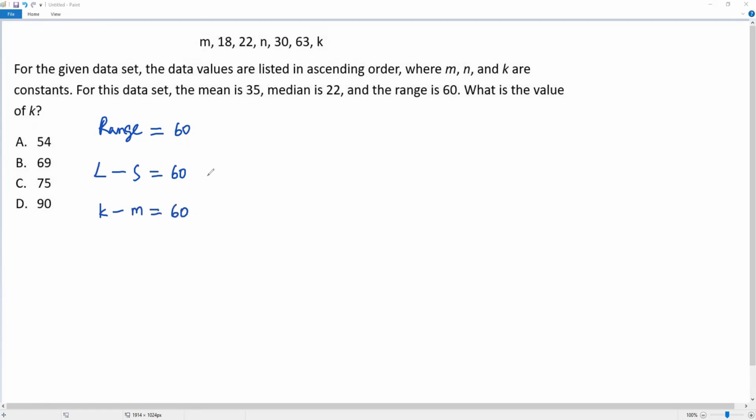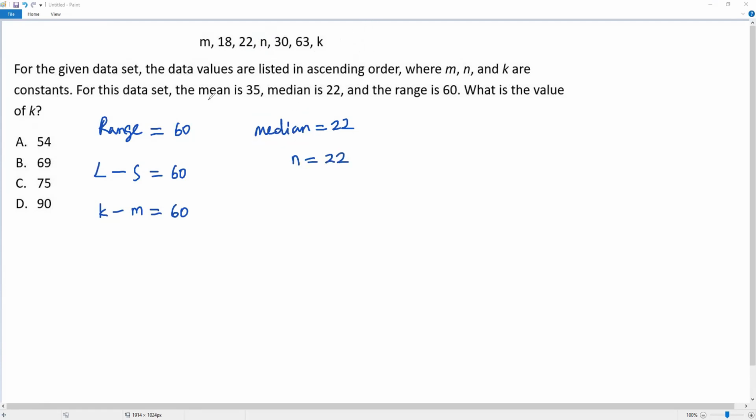Now let me consider the second measure of the data set, that is the median. Median is equal to 22. Here we have the values in ascending order, then the middle value is the median of the data set. So n is the middle value because we have three values on the left side and three values on the right side. So this n represents the median. We can plug in this n for median over here, then we have n equals 22.